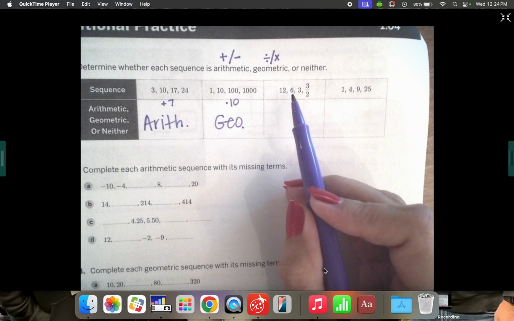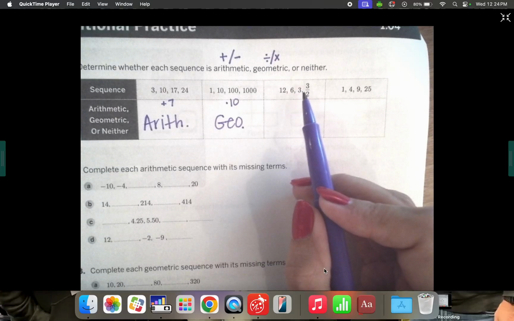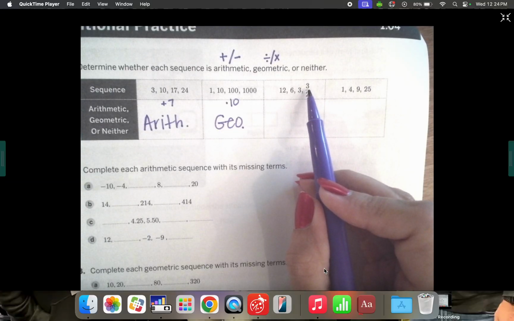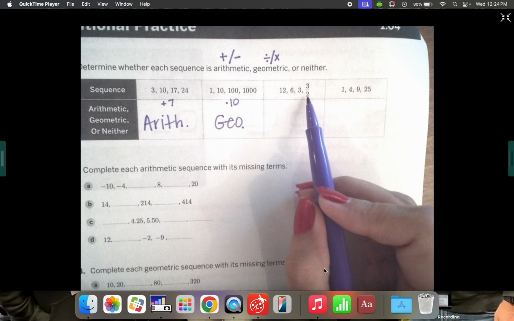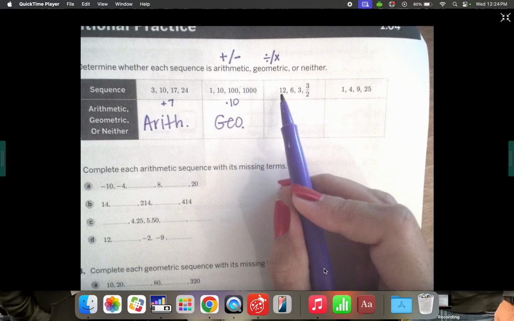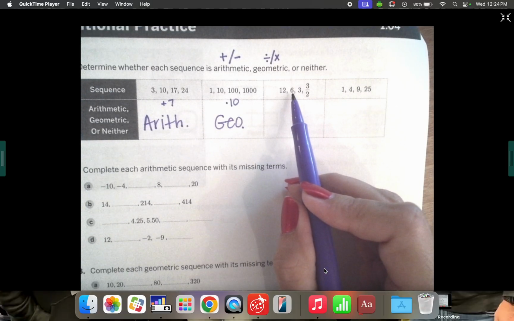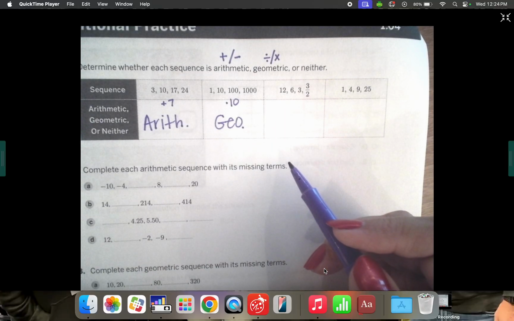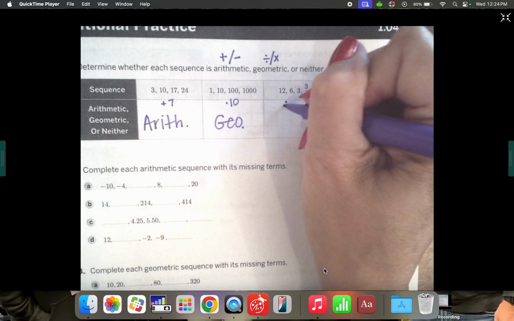From 12 to 6, 6 to 3, 3 to 3 halves, which is 3 divided by 2. That should be your hint. We went from 3 to 3 divided by 2. A fraction means division. So clearly we're dividing by 2. 12 divided by 2 is 6. 6 divided by 2 is 3. 3 divided by 2. So this is divided by 2.